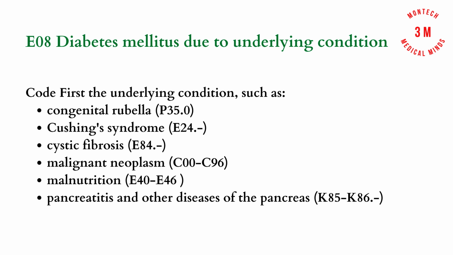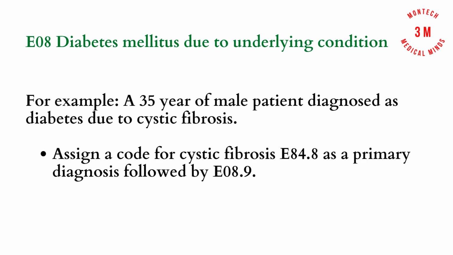Sequencing of secondary diabetes E08. Follow the instructional guideline given at the category E08: code first underlying condition. Sequence the code for the underlying condition as primary or principal diagnosis followed by secondary diabetes E08. For example, a 35-year-old male patient diagnosed with diabetes due to cystic fibrosis. Assign a code for cystic fibrosis, E84.8, as a primary diagnosis followed by E08.9.